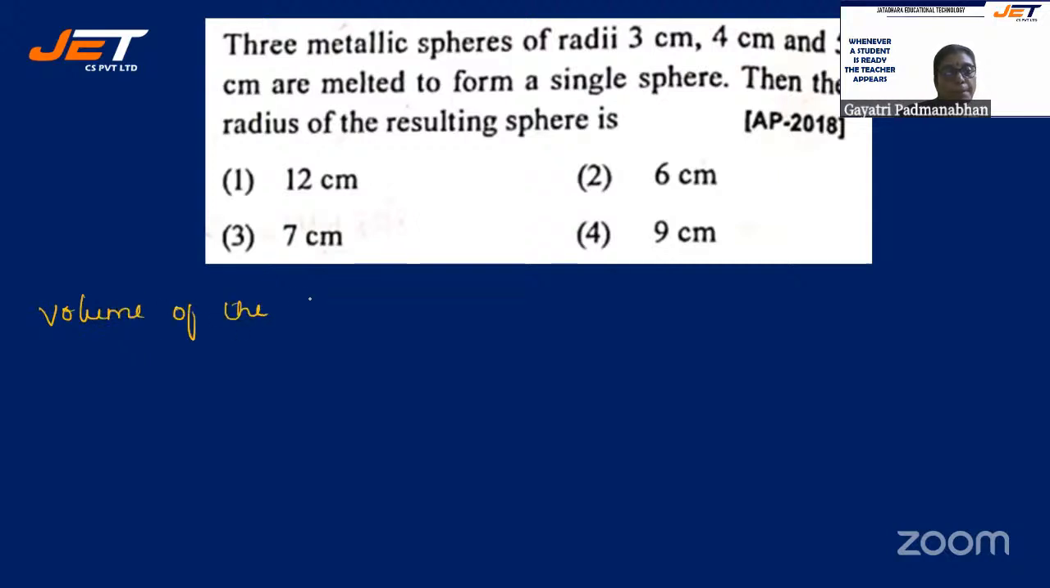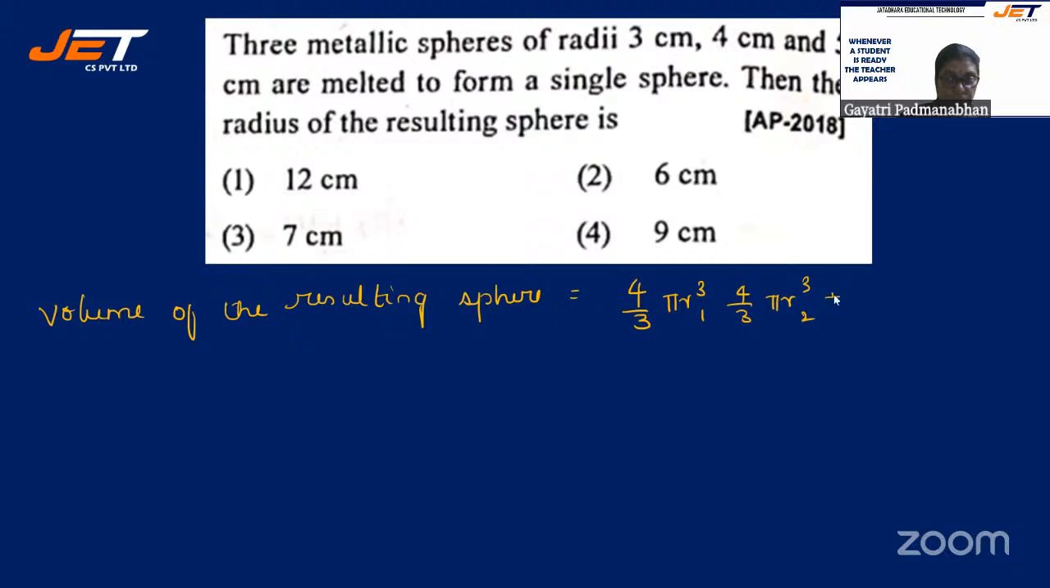Volume of the resulting sphere. What is the volume? 4 by 3, that too of a sphere, 4 by 3 pi r cube. So now this one we'll take it as 1. Right. So what is the resulting sphere? Then the radius of the resulting sphere, 3 metallic, isn't it? So you will get 4 by 3 pi r cube. Let us take it as 2.